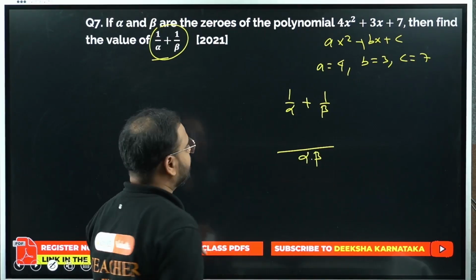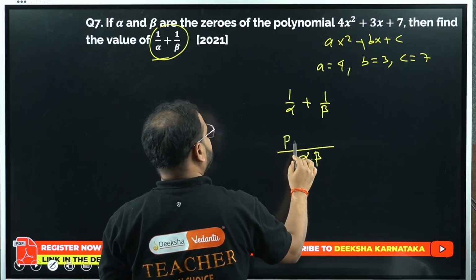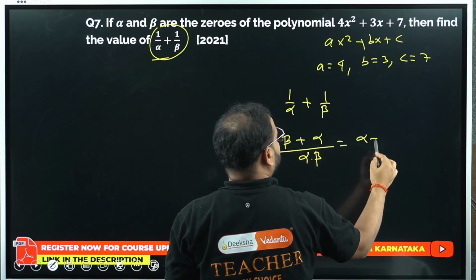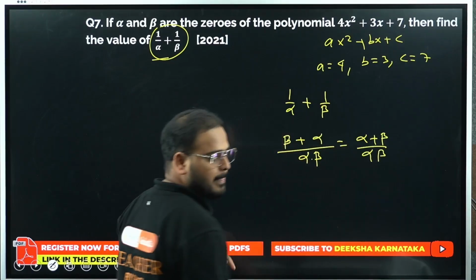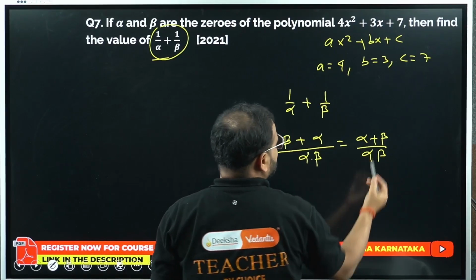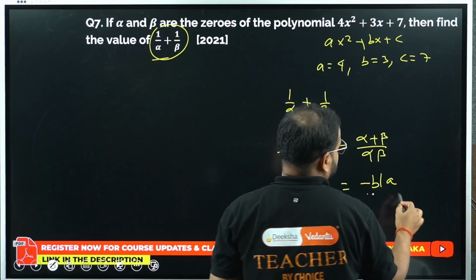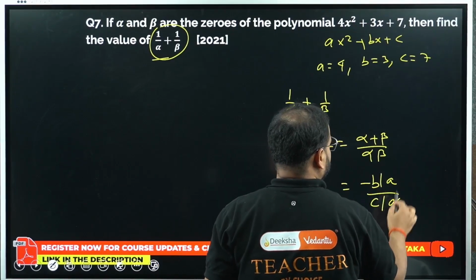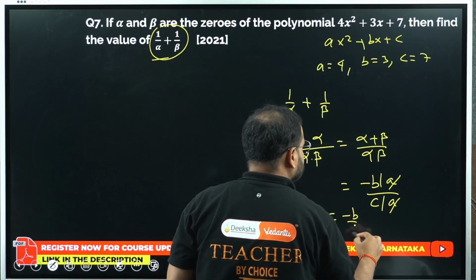What about numerator? Making equivalent fraction. Beta is missing in this case, so right here beta. What about this? Alpha is missing. So what I'm getting? Alpha plus beta by alpha beta. Alpha plus beta is what? Minus b by a. Alpha into beta is what? C by a. A and a goes out. What's the answer? Minus b by c.